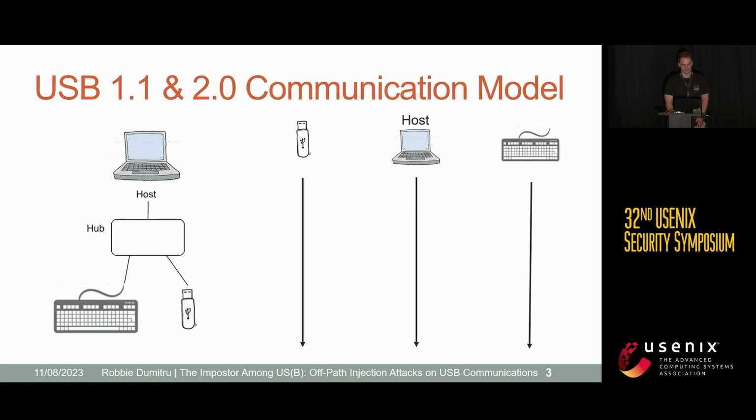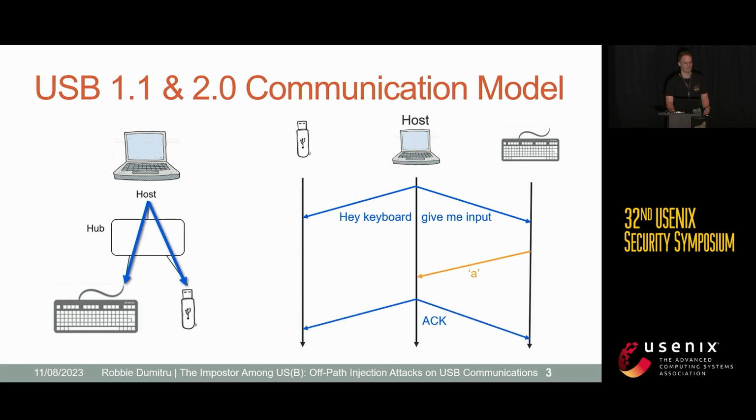So to expand on the way USB works, I'll describe the communication model. So here we've got a situation with 2 devices connected to a common host. The host, if it wants to query one of the devices for input, will do so by broadcasting a message to all devices and calling out the keyboard saying, "Hey keyboard, give me input." The keyboard will respond with a keystroke, and then the host will terminate the transaction with an acknowledgement. And so none of these communications are encrypted across the bus either, which is also important to keep in mind.